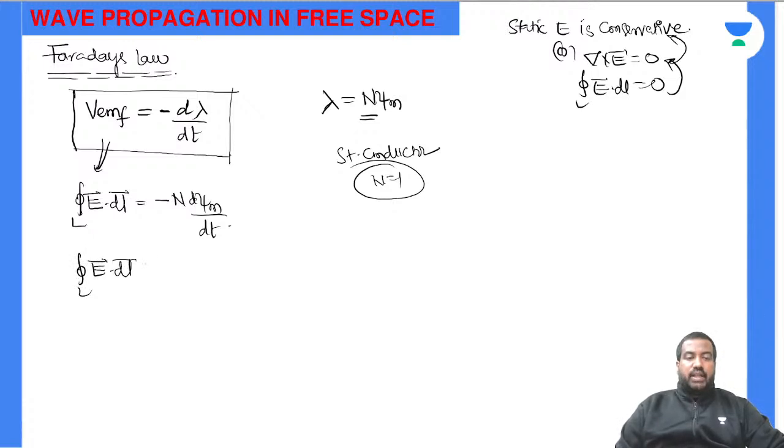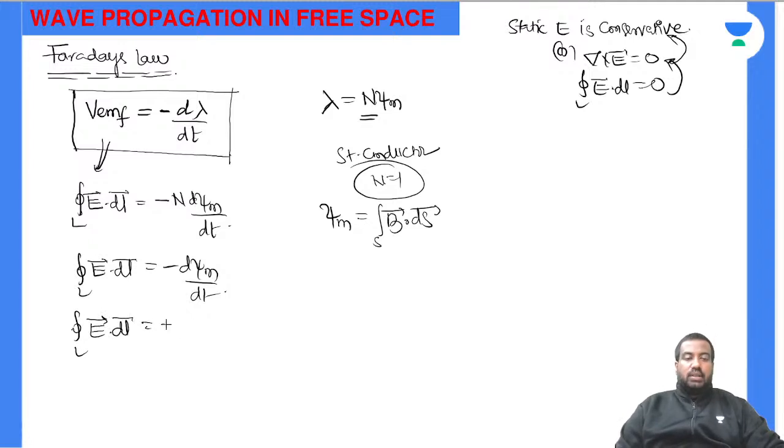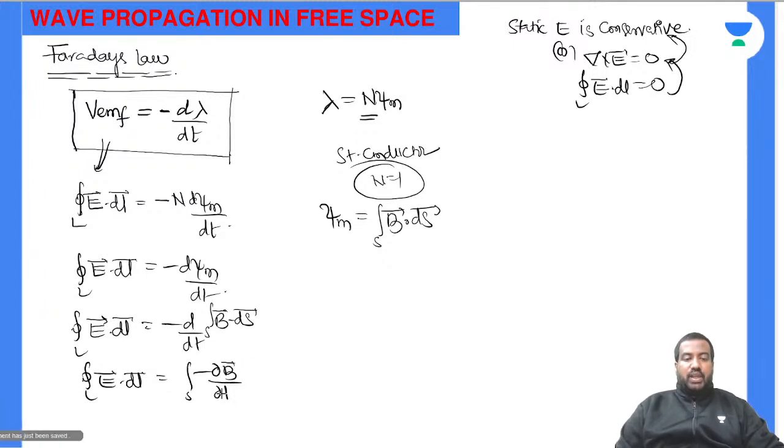Closed loop integral of E dot dl is minus dψm by dt. ψm, magnetic flux, is related to magnetic flux density as the surface integral of B dot ds. So closed loop integral of E dot dl is minus d by dt of the surface integral of B dot ds, which implies closed loop integral of E dot dl is the surface integral of minus ∂B by ∂t dot ds.